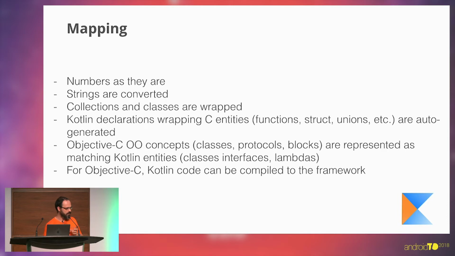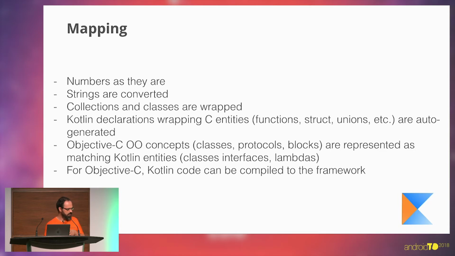Some mapping that I think can be interesting to understand what really is happening. When you are talking from Kotlin with another language, this is what is happening. Numbers are as they are. They don't get transformed. You have an integer, it remains an integer. You have a float, it remains a float. Strings are converted into the strings that you call from C or Objective-C. The collections and classes are wrapped into wrapping classes.